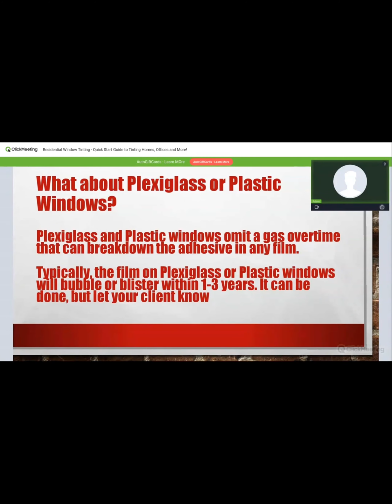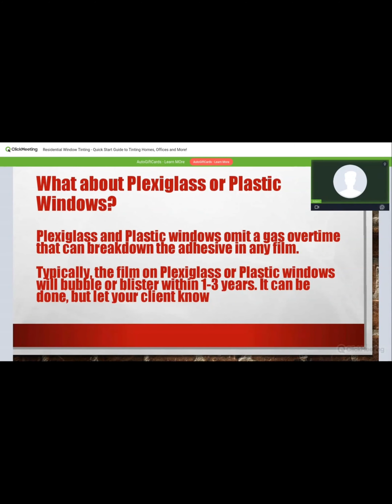One more thing is plexiglass or plastic windows. A lot of houses will have plexiglass that we should not tint. We'll see this a lot on boats as well, but that's for a different conversation. If you have plexiglass windows and you want to tint them, you can, but I wouldn't give your customer more than a 1-year warranty. When I do boats and they have plexiglass windows, we only give our customer a maximum of a 1-year warranty because they will start to bubble. It goes the same for houses or offices that have plexiglass as well.